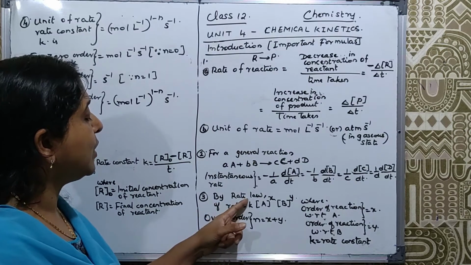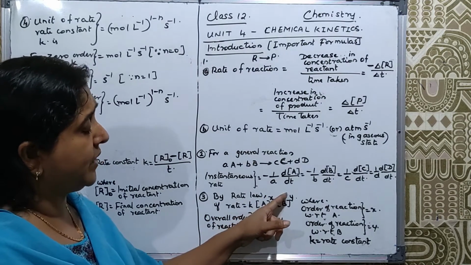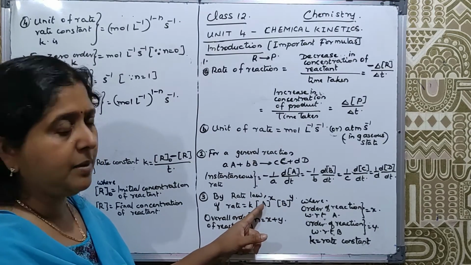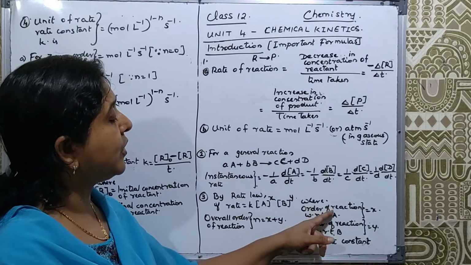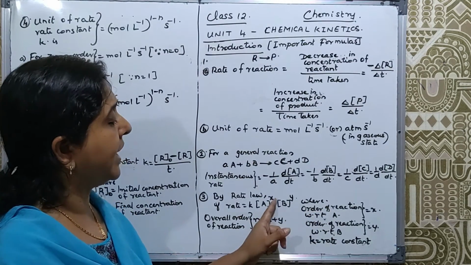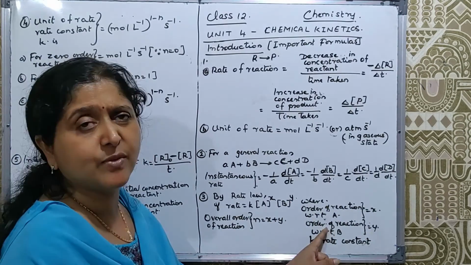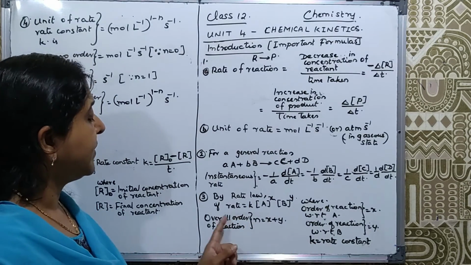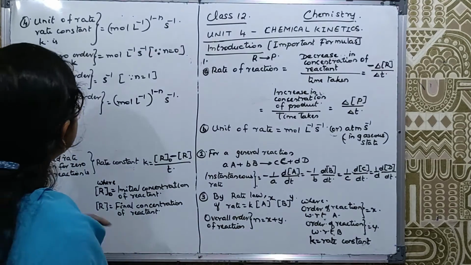Then by the rate law expression, rate equals K into [A] raised to x into [B] raised to y, where [A] is the concentration of reactant A and [B] is the concentration of reactant B. The order of the reaction with respect to A is x and with respect to B is y. K is the rate constant and the overall order of the reaction is n equals x plus y.